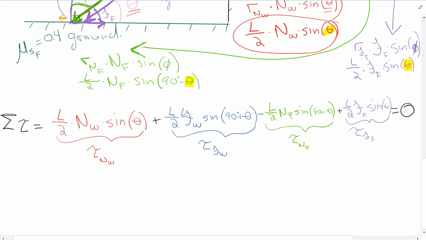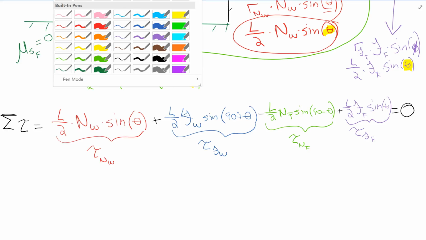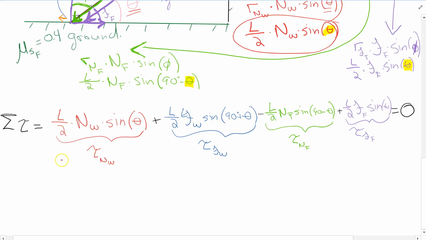Now a couple of really nice things are going to start happening because of some nice symmetry. Number one, I'm going to end up losing all of my L's over 2 because each term has an L over 2 and they should all equal 0. If I divide the left-hand side by L over 2 and I divide the right-hand side by L over 2, it would end up canceling this, canceling this, canceling this, and canceling this. That's really, really nice. So I don't actually need to worry about how long my ladder is. That's the first really nice thing.